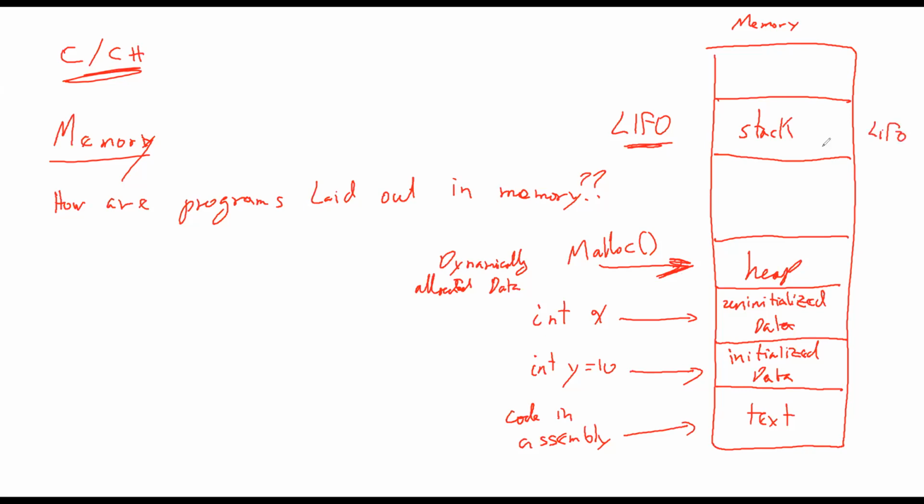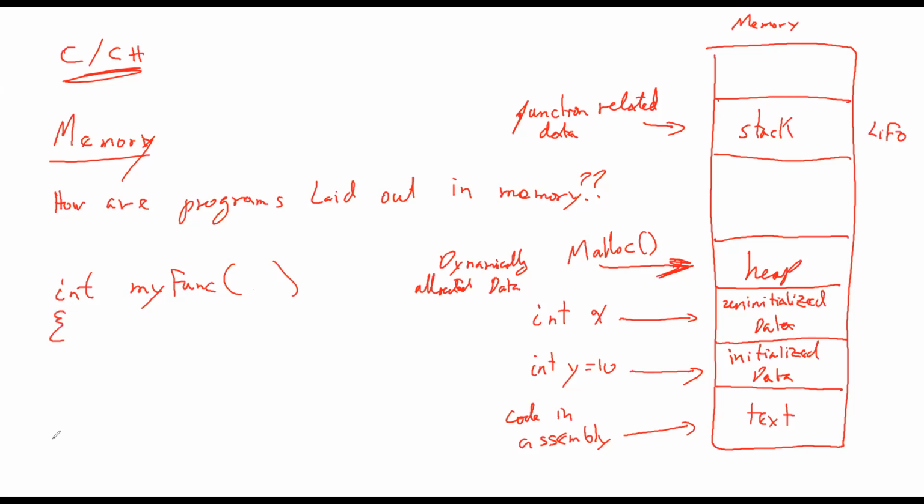Let me write LIFO here. So what about the stack? What kind of data goes in here? Anyone know? So in the stack, we have function related data. And when I say function, I mean any function, right? So, in C, int myfunction(arguments) { int y = 0; ... } You guys see this, right? And remember functions, oops. What do functions do? They return.